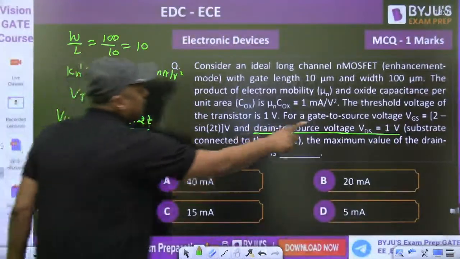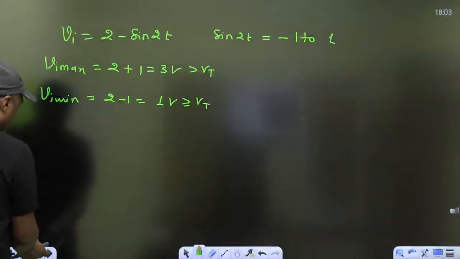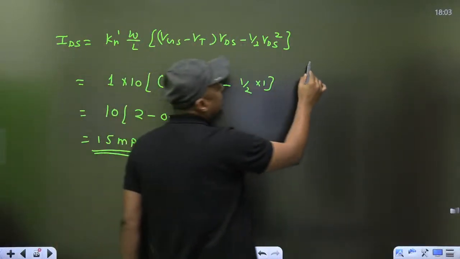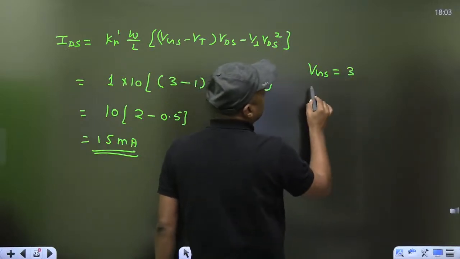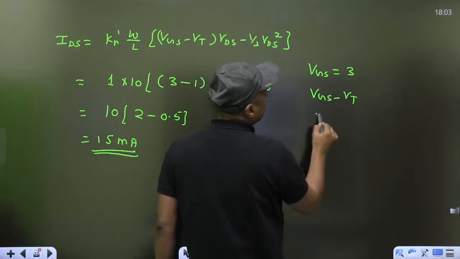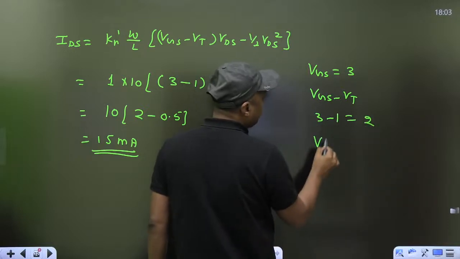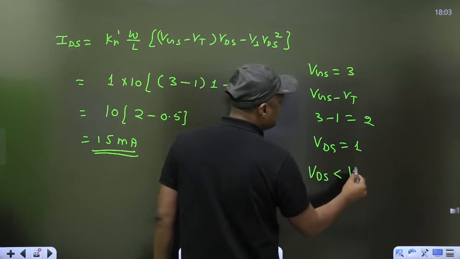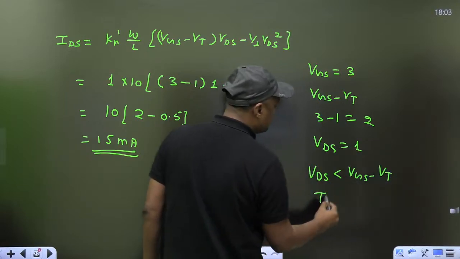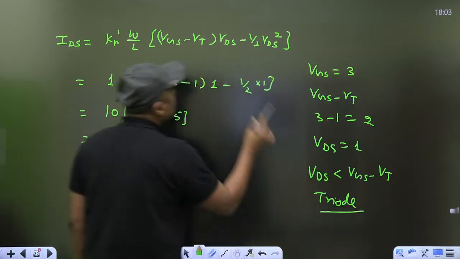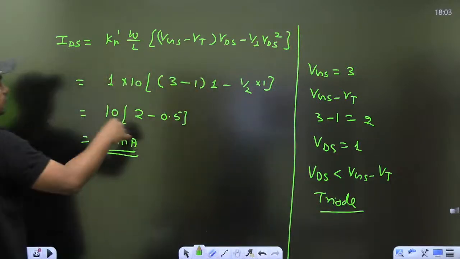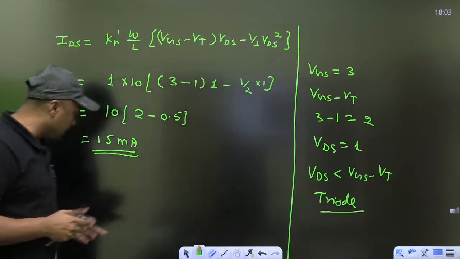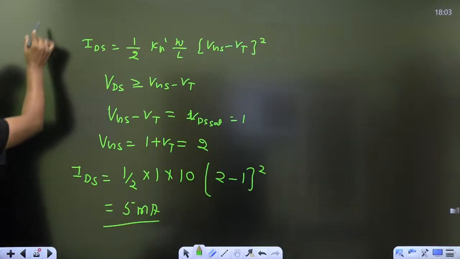1 volt. And that's why when I am considering the triode region, I have taken the VGS maximum, 3. So what is the VGS minus VT? 3 minus 1, 2. And what is the VDS given in the question? 1. That's why we can say VDS is less than VGS minus VT, and this is in the triode region. In the triode region, first find the current, that is 15 milliampere. In the second case, we are assuming that it is in saturation.